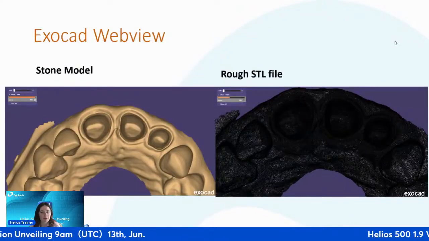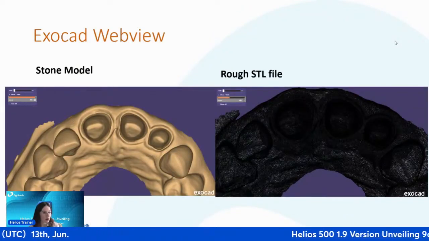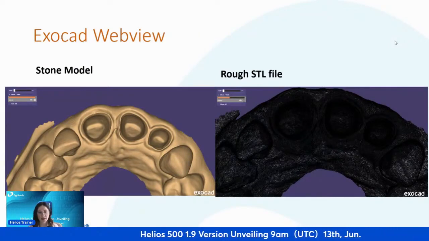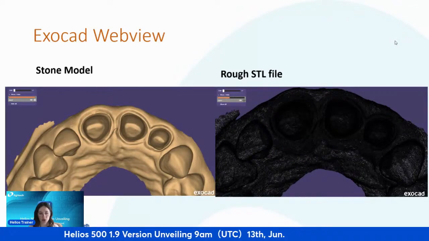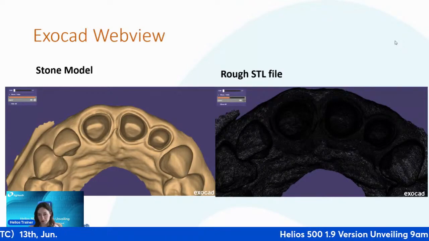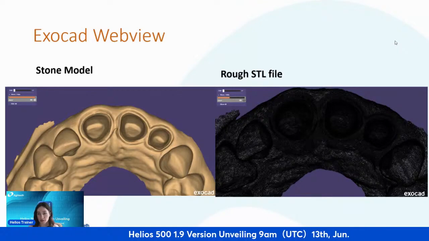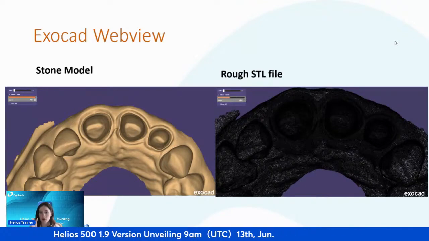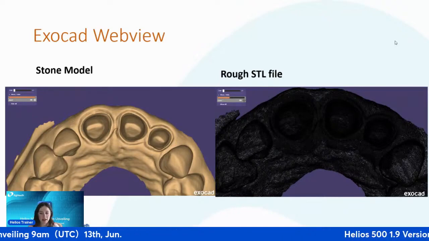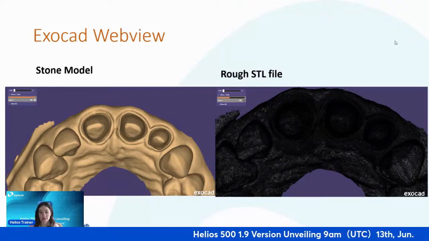Let me show you how it looks. What do I mean by high resolution? If you couldn't see it in the execute view, I would like to show you. In the left and right pictures, it's the same model, the same scan. In the right picture, you are going to see the raw STL file, which has a lot of triangulations. This is the raw STL file.